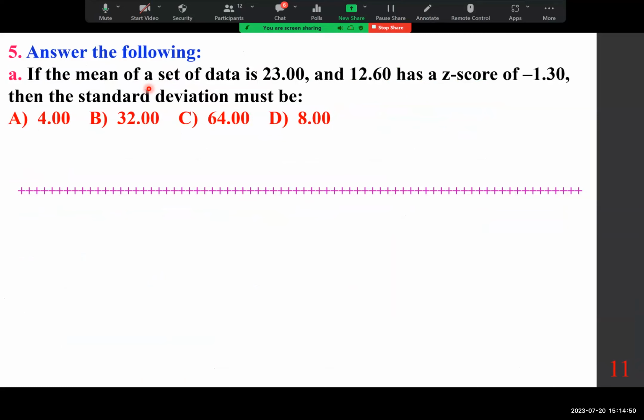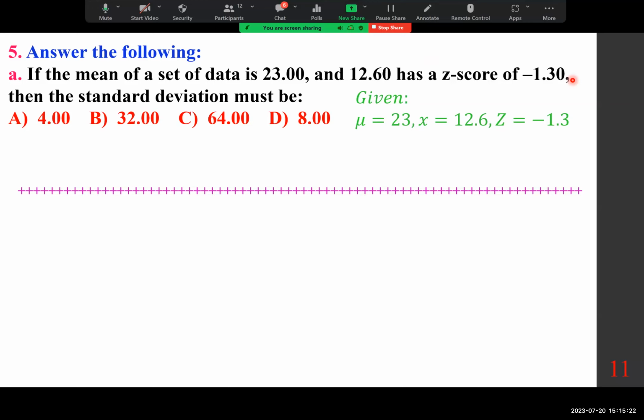If the mean of a set of data is 23 and the number 12.6 has a z-score of negative 1.3, then the standard deviation must be what? Well, first, get in the habit of writing the given. The mean mu is 23, a piece of data x is 12.6, and z is negative 1.3. That's the given, and we are looking for sigma.